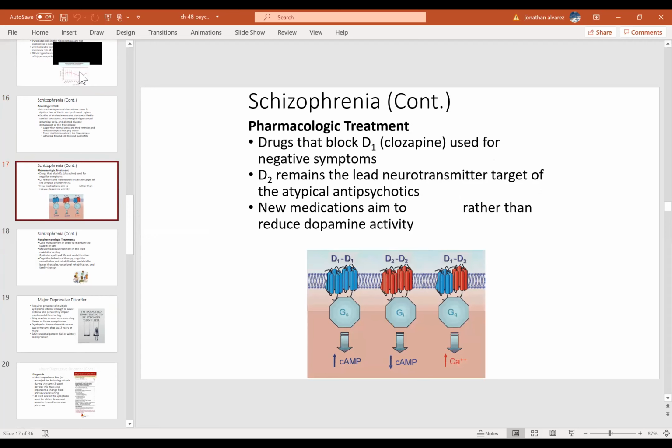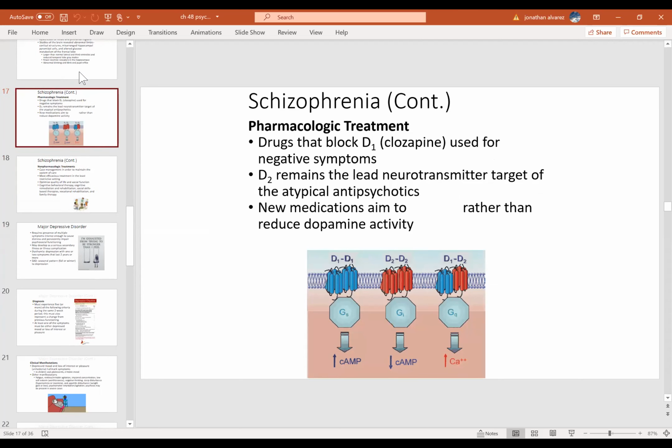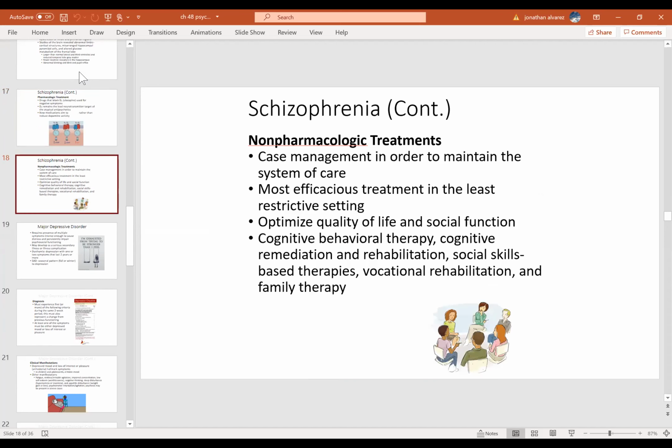There are some medications that would block the D1, and the idea is to calm down the area, to deal with the antipsychotic version of medication.